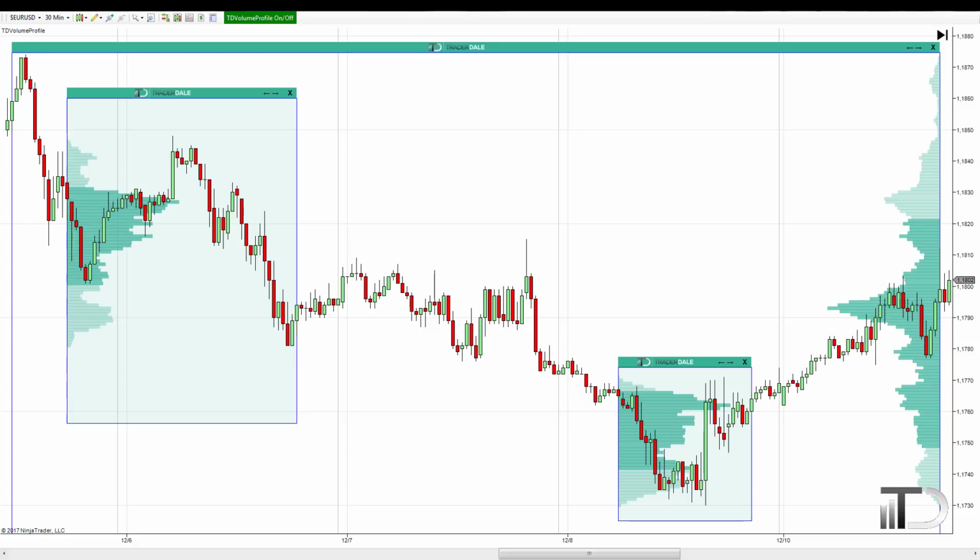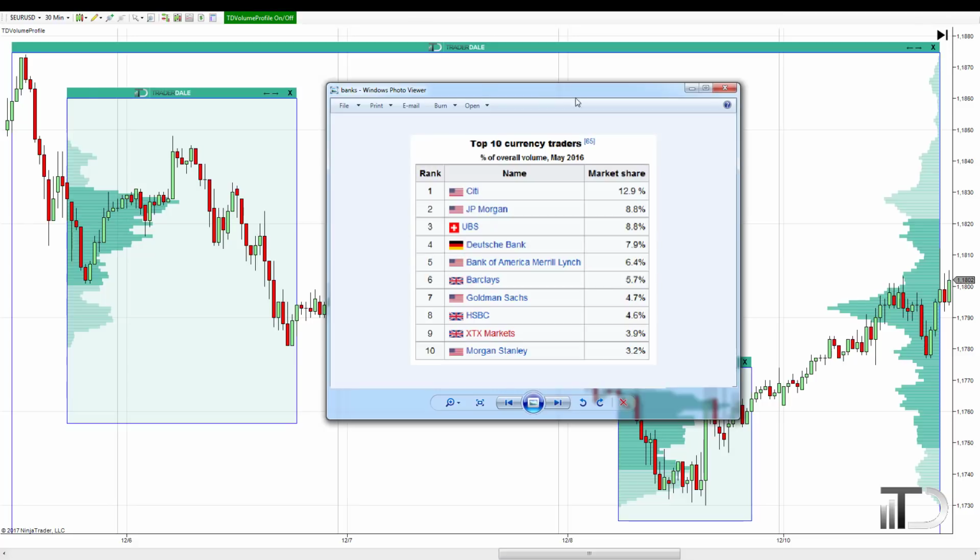So what is volume profile good for? Did you know that the majority of all market transactions, moves and volumes are created by just a few single financial institutions? To give you some rough idea, look at these statistics. 70% of all forex volumes are created by these 10 financial institutions. They move and manipulate the market, and that is a fact.